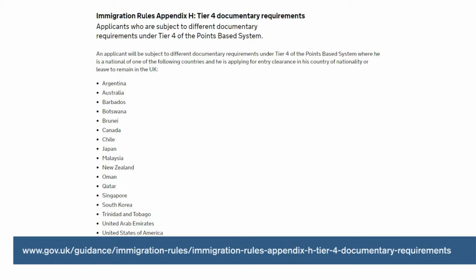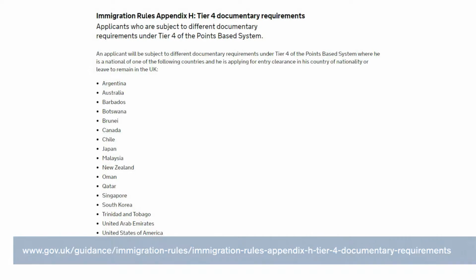At this point, it's important for me to mention a small group of nationals who are exempt from certain requirements. The group of nationals, the list is now showing on your screen, are exempt from showing financial evidence and also academic evidence when they apply for the visa.